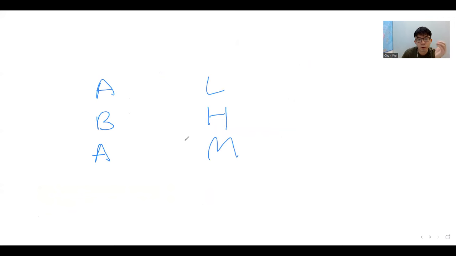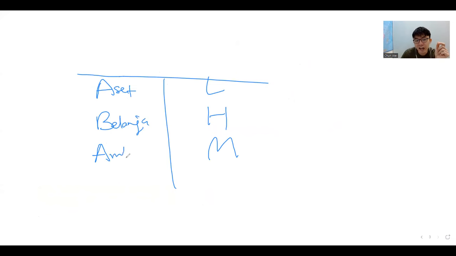So follow accordingly. A-B-A-L-H-M. So the A is actually the asset. The B is a belanja. The A is the ambilan. The L is a liability. The H is a hasil and the M is the modal. You know, and here is a debit side and here is a credit side.